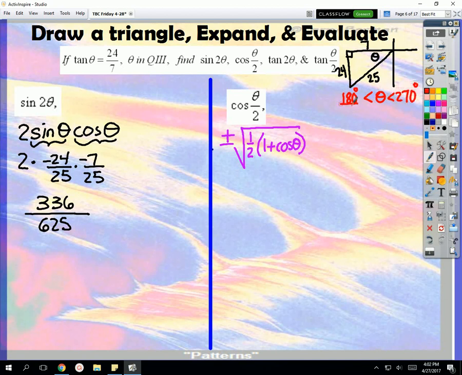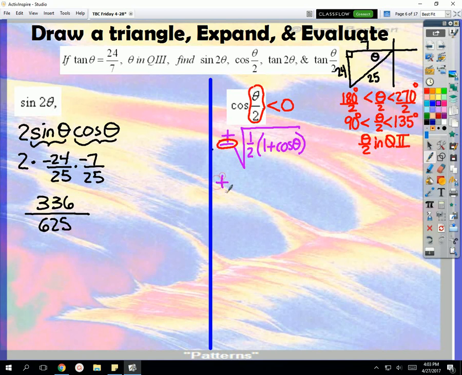So if I divide everything by 2, I now know that the angle theta over 2, or 1/2 theta if you want to think of it that way, falls between 90 and 135 degrees. Well, that puts the theta over 2 angle in quadrant 2. Cosine of this angle, which is in quadrant 2, would be negative. And if it's negative, I select the negative, not the positive, to carry forward into the remaining steps.